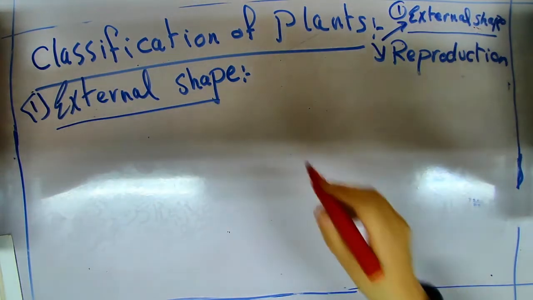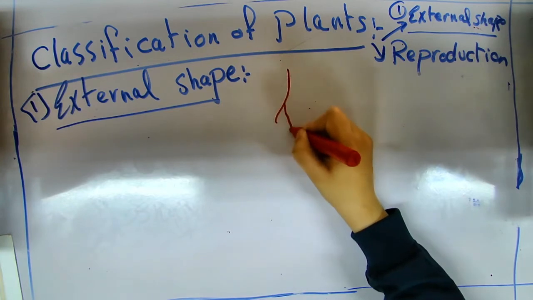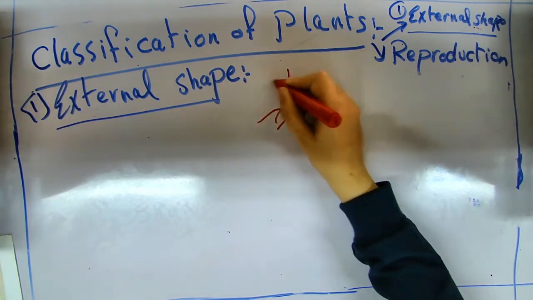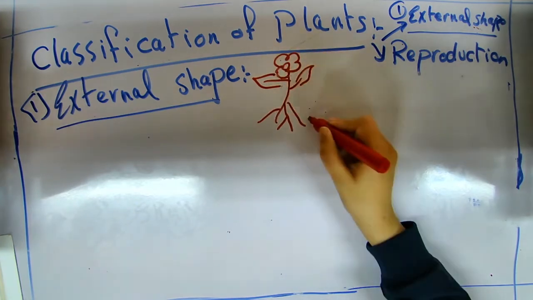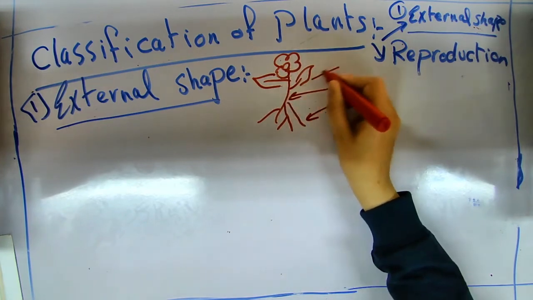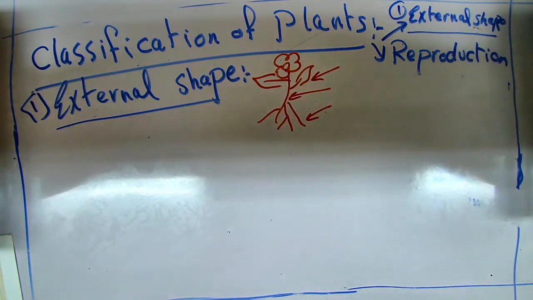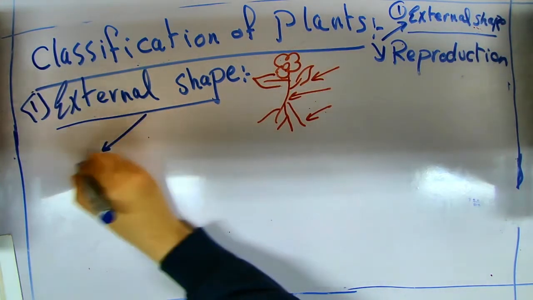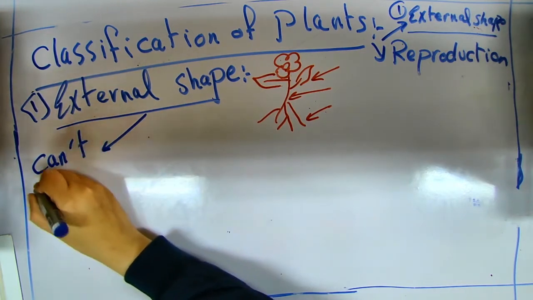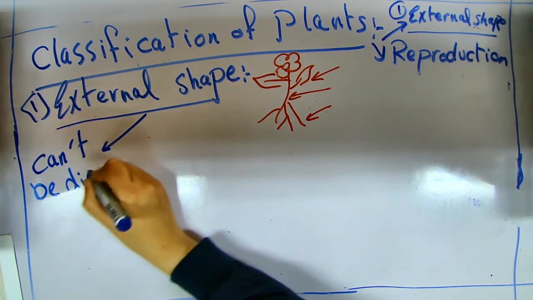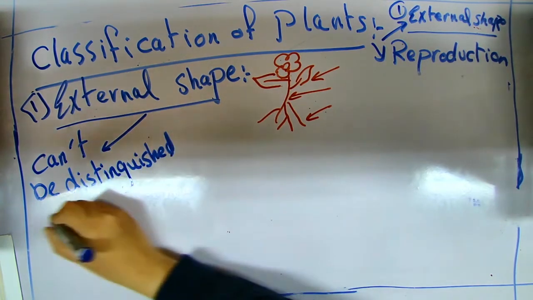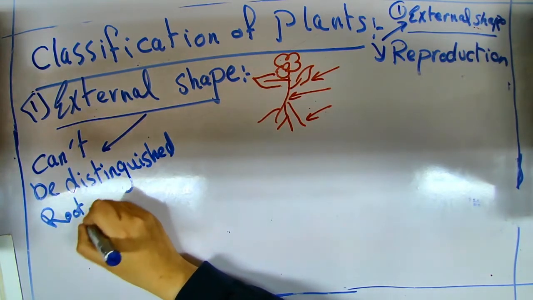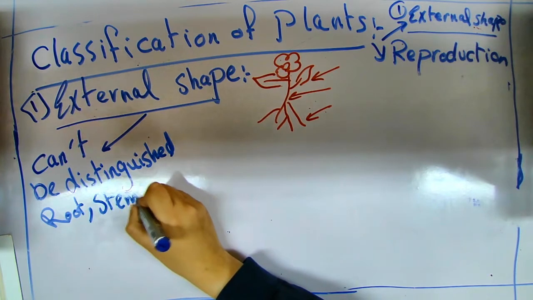As we know, plants have roots, stem, and leaves. But not all plants can be distinguished into root, stems, and leaves. Some plants can't be distinguished into root, stem, and leaves.